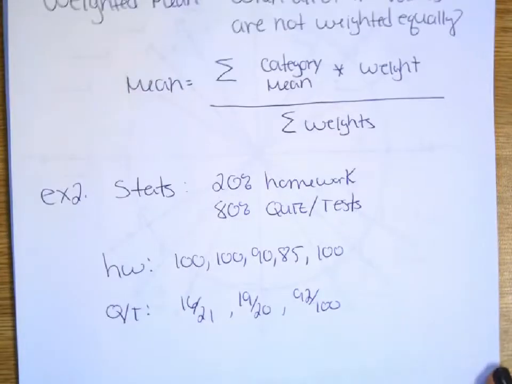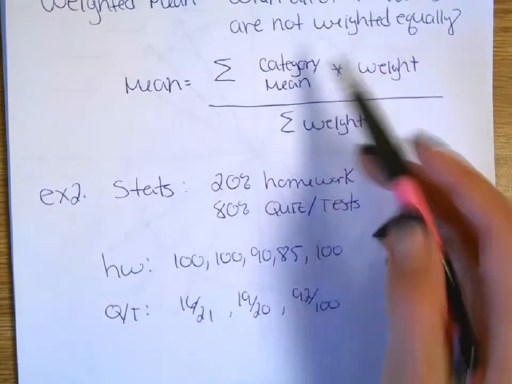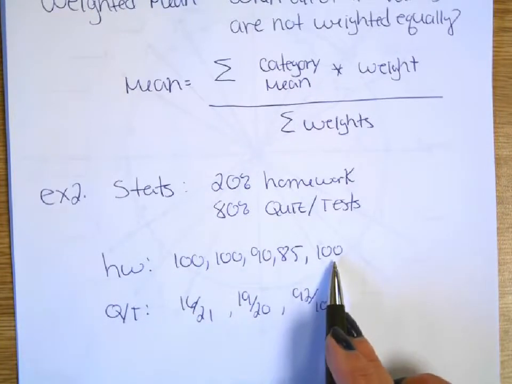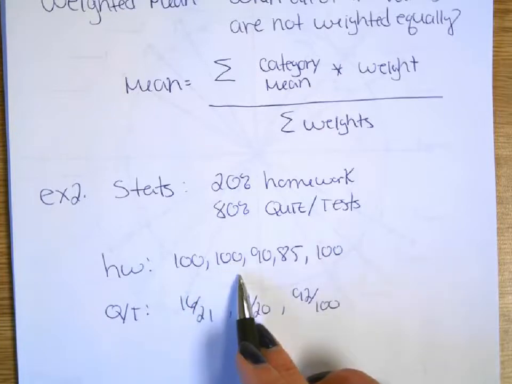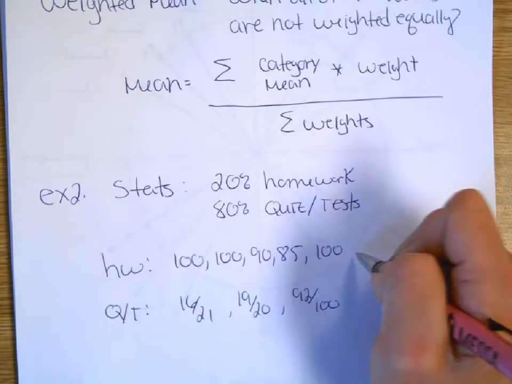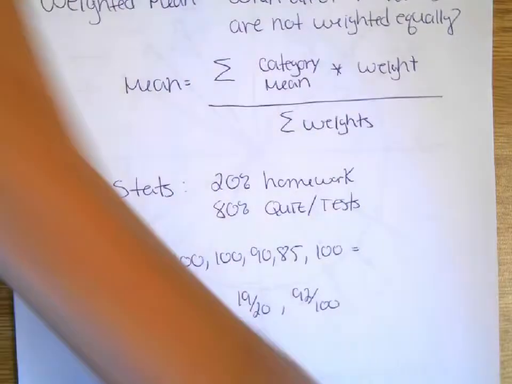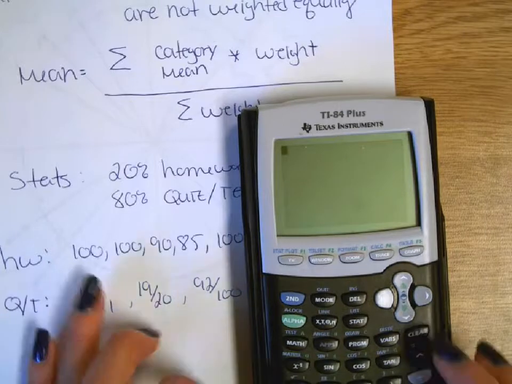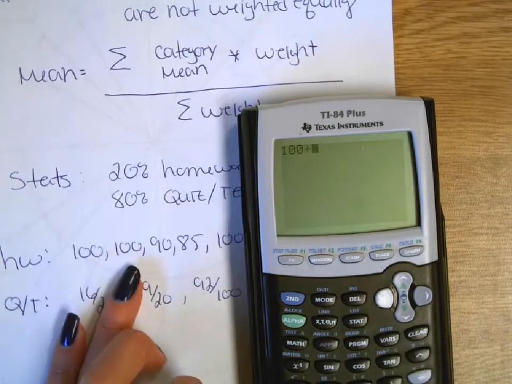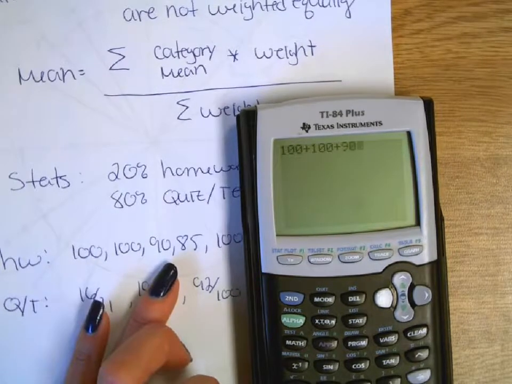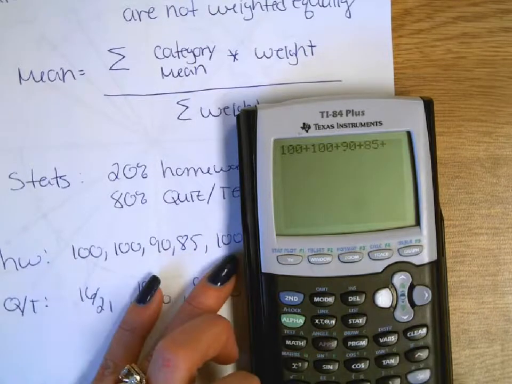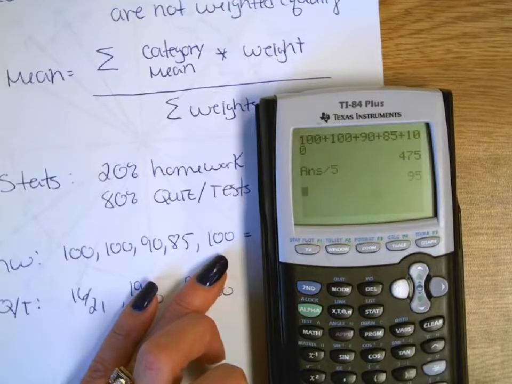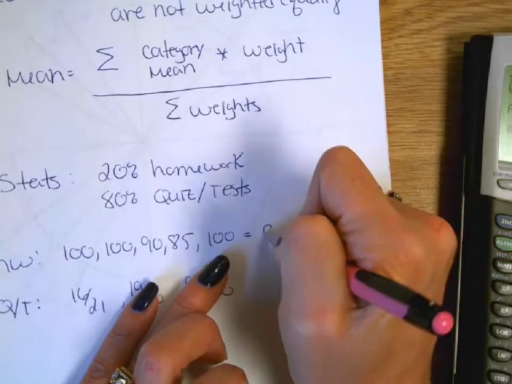So, if you look at our formula, first thing we need is the category average. So I have a homework category, and I've got 5 grades in here. They're all worth 100 points each. So I should say 100 out of 100, 100 out of 100, 90 out of 100, 85. So I need to average these up. So we're going to add up all 5 grades and divide by 5. So 100 plus 100 plus 90 plus 85 plus 100. That's all of them. Divide by 5. So I had a 95% average on homework.